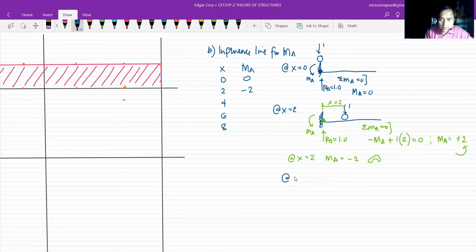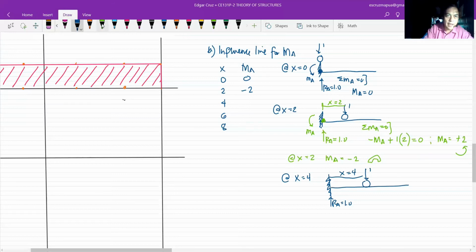What about at x equals 4? Okay, so drawing natin uli yung cantilever beam. So, andito na yung unit load na 1. So, this is at x equals 4. So, may RA dyan. Yung RA natin, 1 pa rin, diba? Kasi mag-summation forces ka, 1 din yan. Tapos, hahanapin natin this time yung moment sa A. Okay, so most likely, the direction of the moment at A would be counterclockwise.